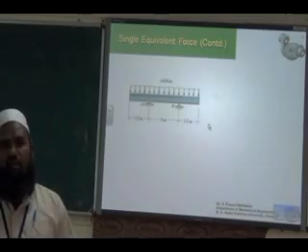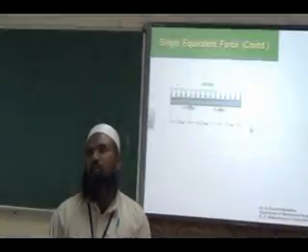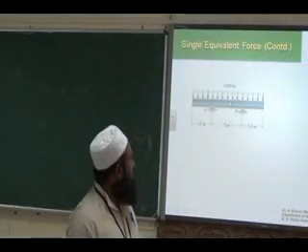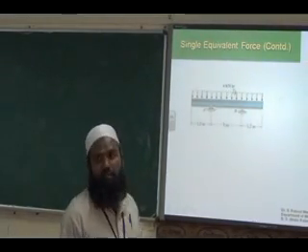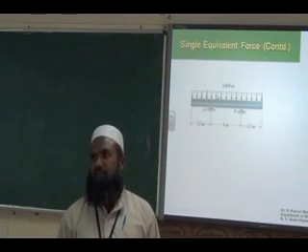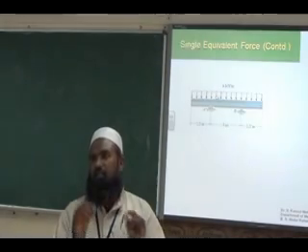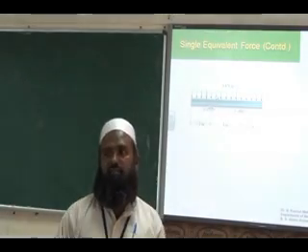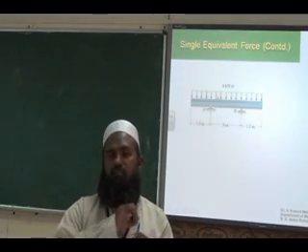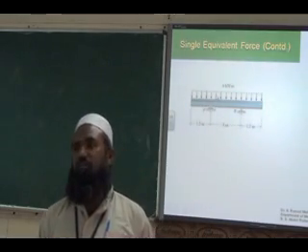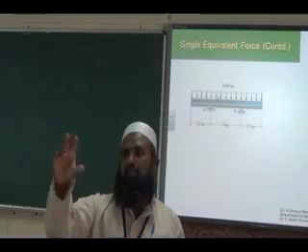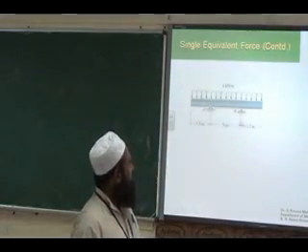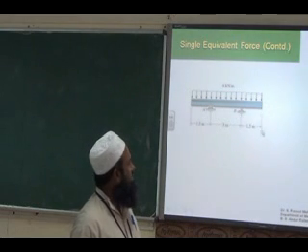We have to convert this uniformly distributed load into a single force. This is given as 6 kilonewton per meter. That is, the force acting is 6 kilonewton for every meter of length, every unit of the length. Okay, that is why we call it a uniformly distributed load. Every meter has 6 kilonewton of force per meter. Okay, so how to find the single equivalent force?